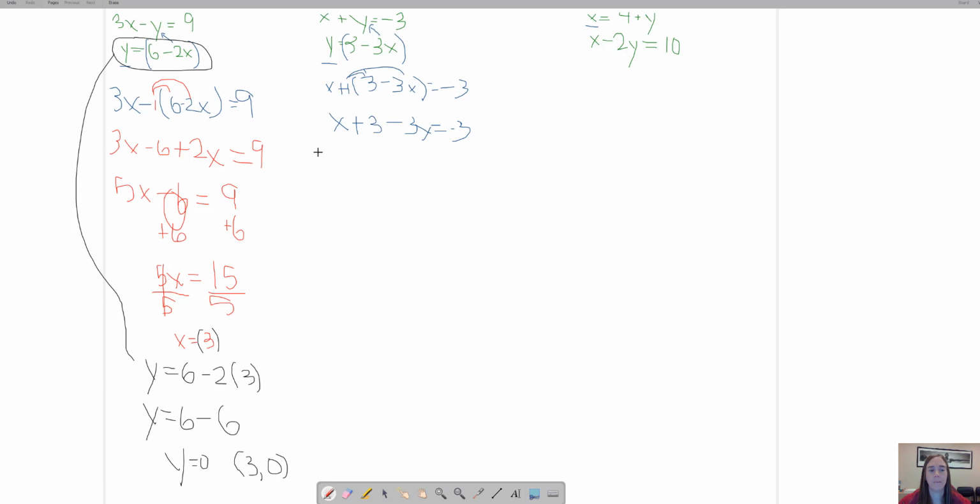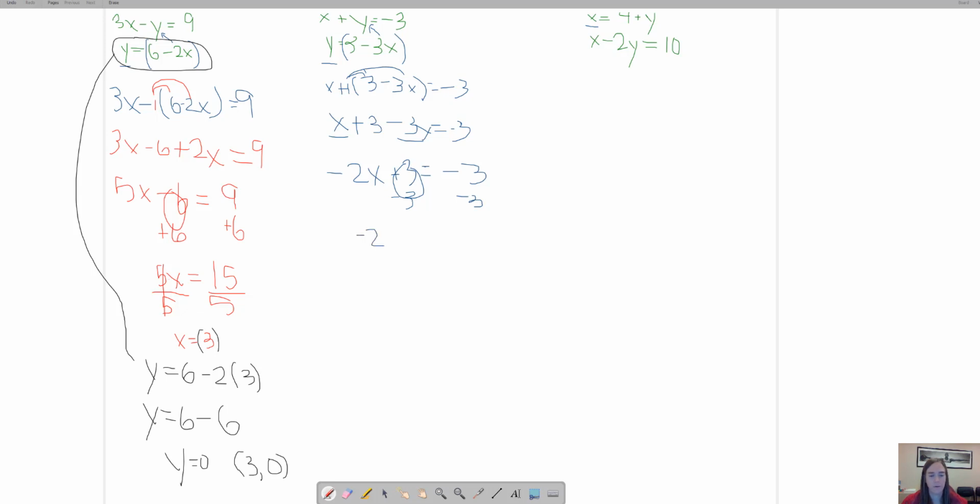Okay, and then again, combine my like terms. So I have my x and my -3x, so x minus 3x is going to be -2x. And then plus 3 equals -3. Okay, and then I just need to solve for x. So I do the opposite of adding 3, which is to subtract 3. So that's 0.